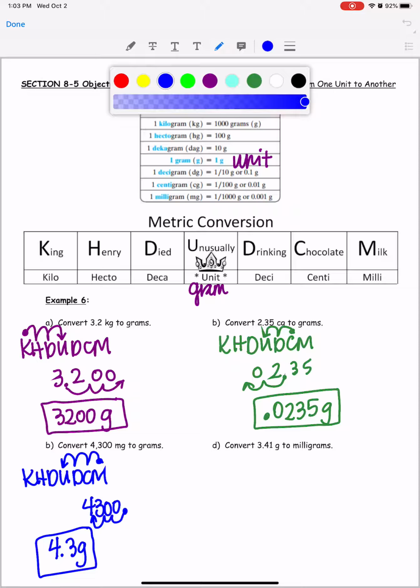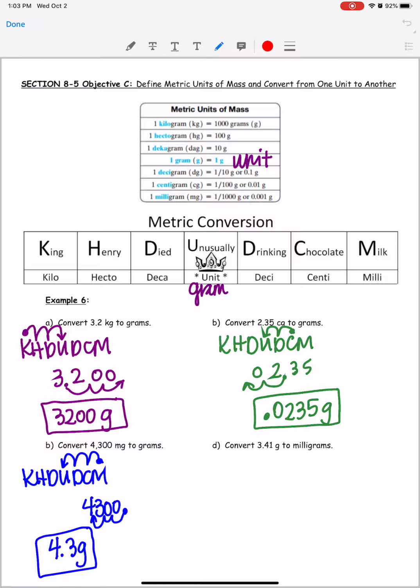Do you see how this is the exact same thing as my length? Okay, it's still the same prefixes, just my unit changed from meters to grams. That's it. That's it, guys.